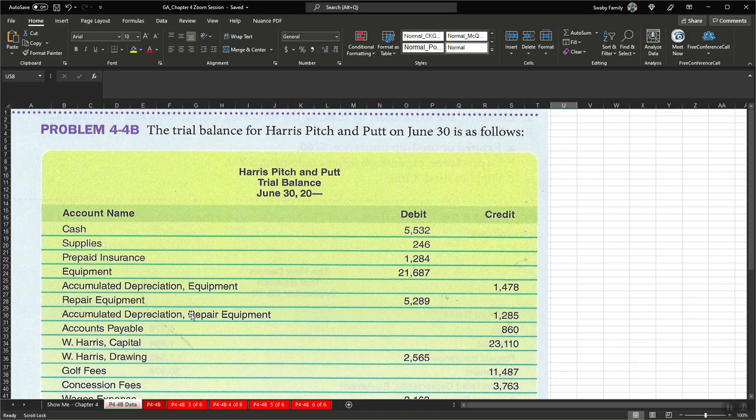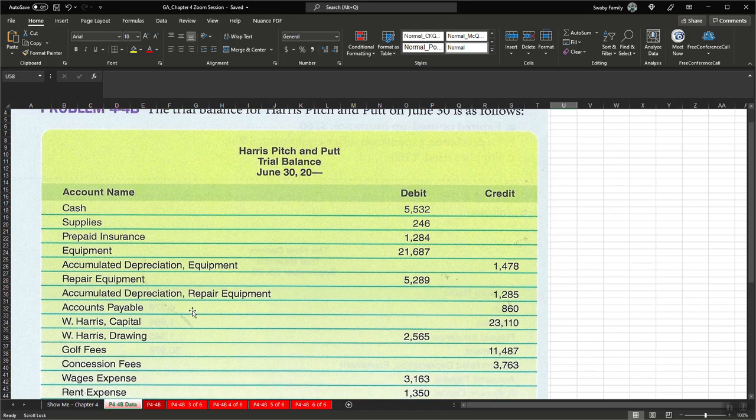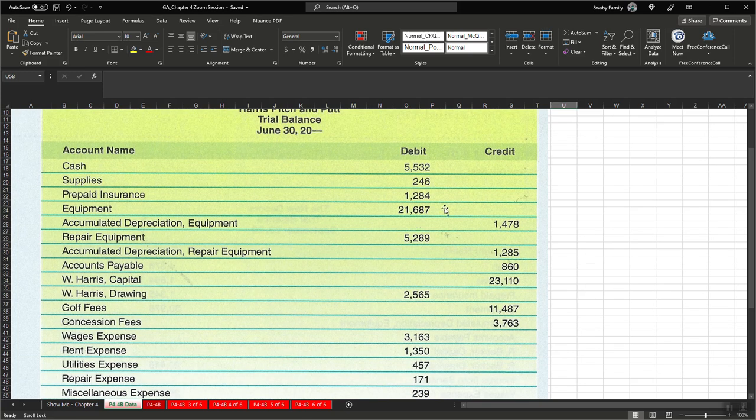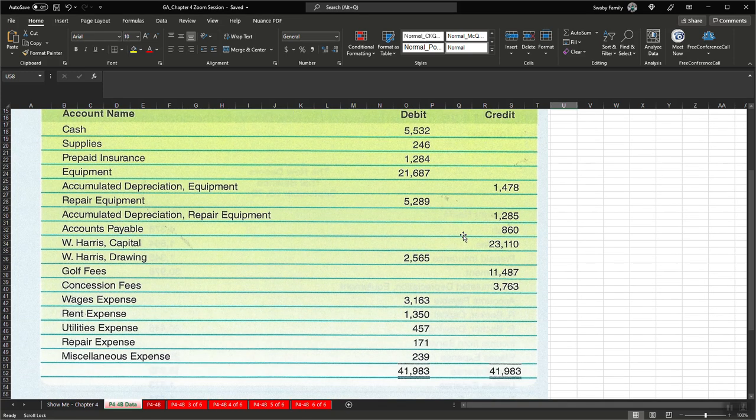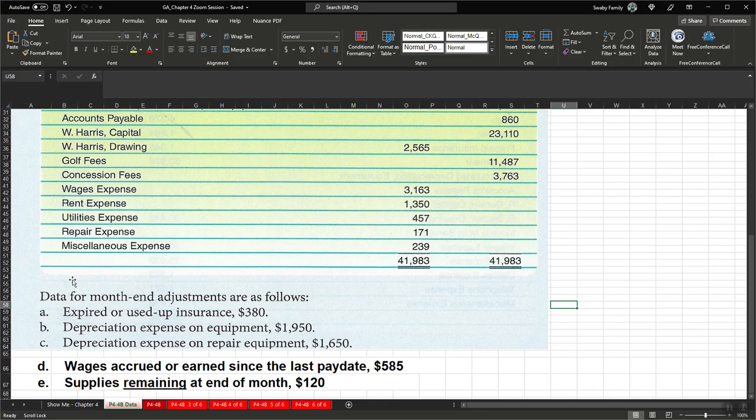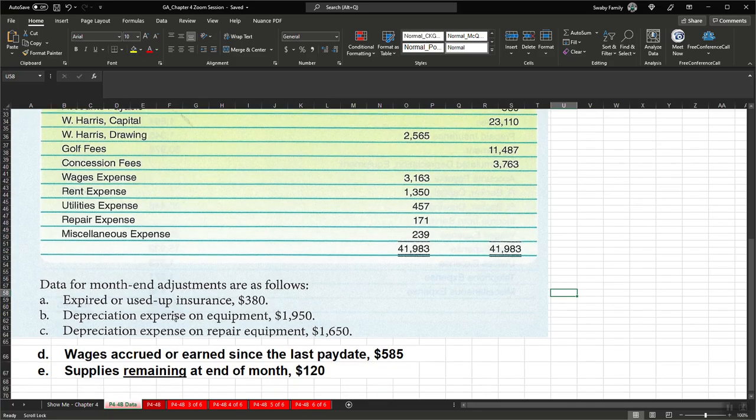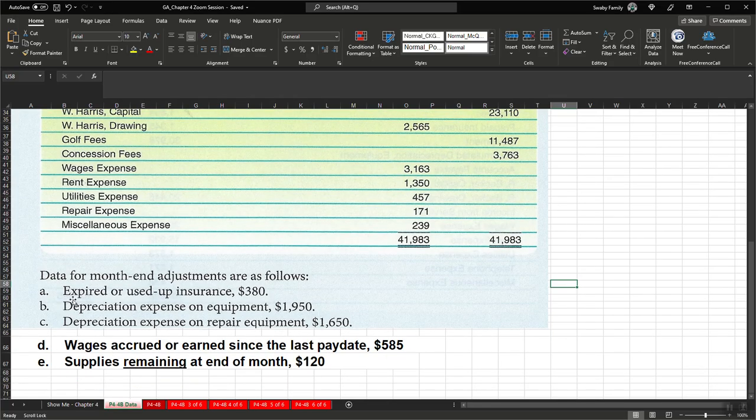This is the problem that we have, problem 4B, which is similar to the one that has been assigned. They gave us the unadjusted trial balance. This is a trial balance before any adjusting entries have been made. And then they tell us what needs to be adjusted. You will see that we have expired or used up insurance. This is the example that I referred to where you have used up an existing asset.